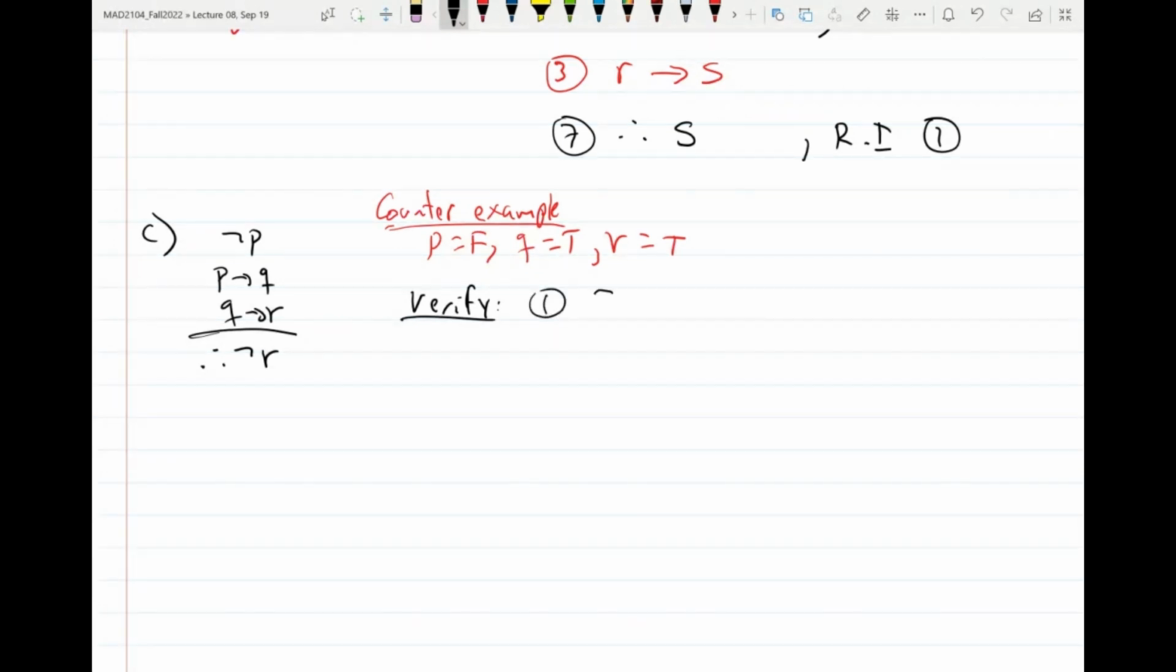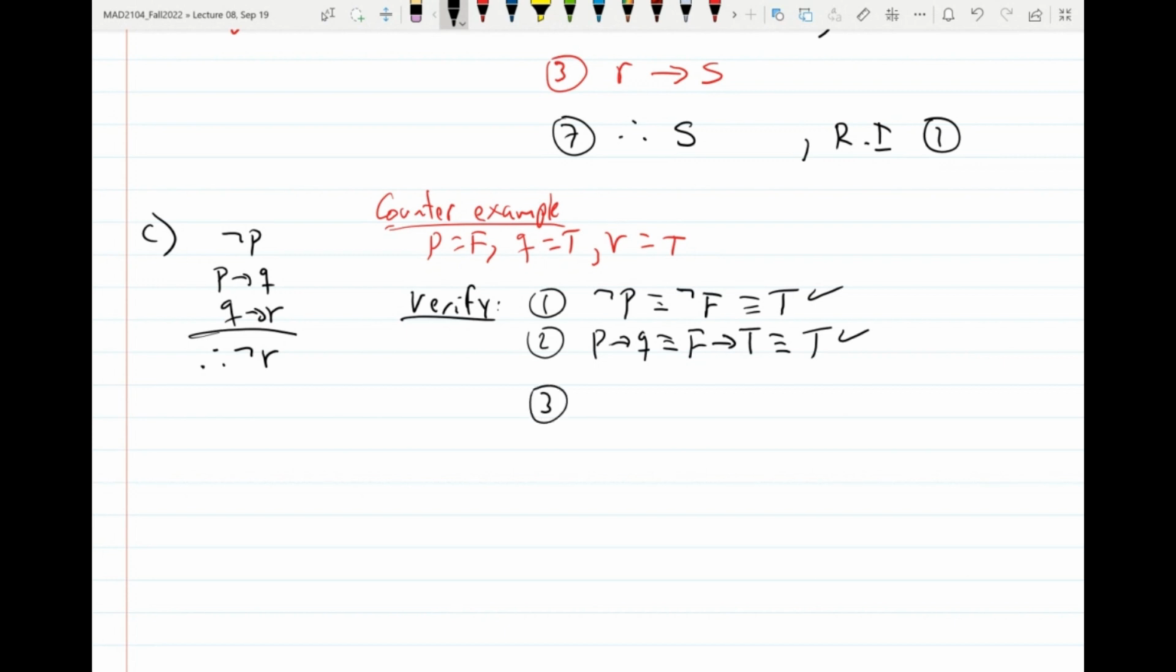Let's see, premise number one, that's negation P. In this case, that would be the negation of false. What's the negation of false? True. All right, so we're good. Premise number one is true. Let's verify premise number two. That's P implies Q. With these values, we will have false implies true. What do we know about this? True. So premise number two checks out.